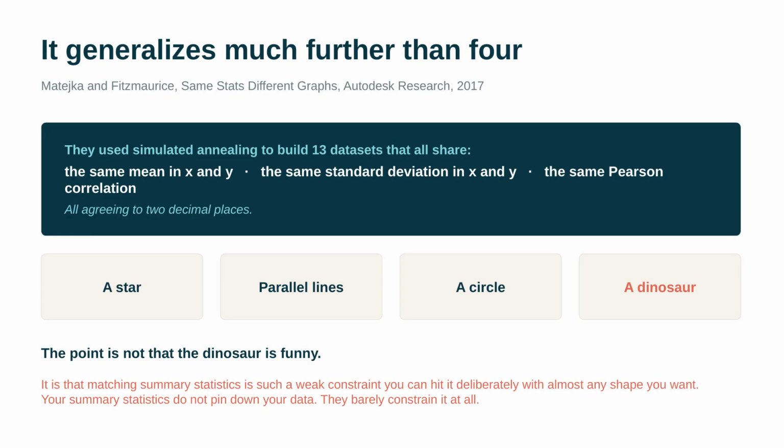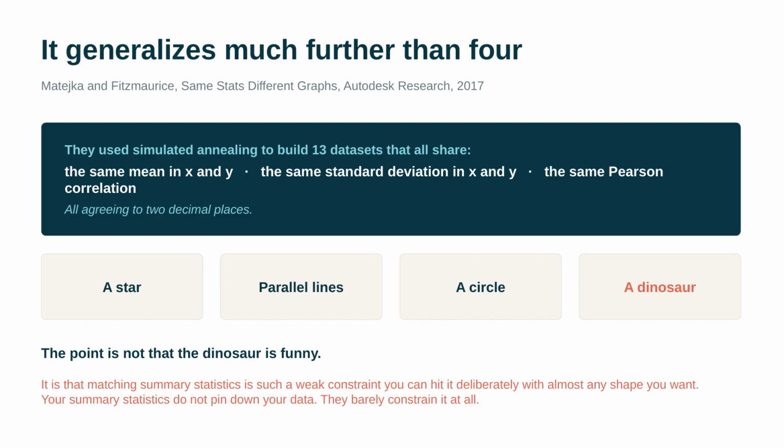And if you think 4 datasets is a small demonstration, the idea generalizes much further than Anscombe could show by hand. In 2017, Justin Matejka and George Fitzmaurice at Autodesk Research published a paper called Same Stats, Different Graphs. They used simulated annealing to construct 13 datasets that all share the same mean in x and y, the same standard deviation in x and y, and the same Pearson correlation, all agreeing to 2 decimal places. One of them is a star. One is a set of parallel lines. One is a circle. And one, famously, is a dinosaur.